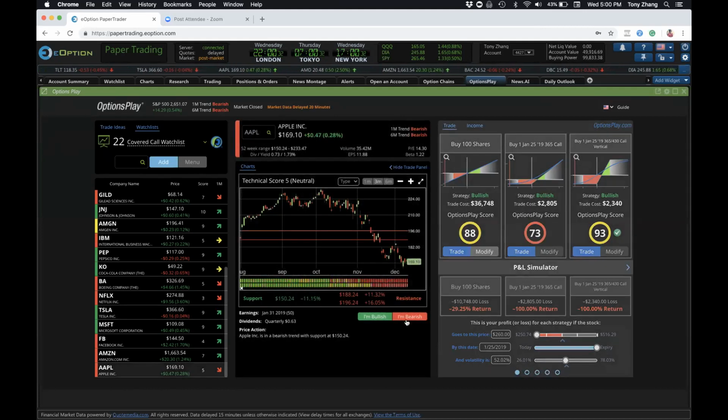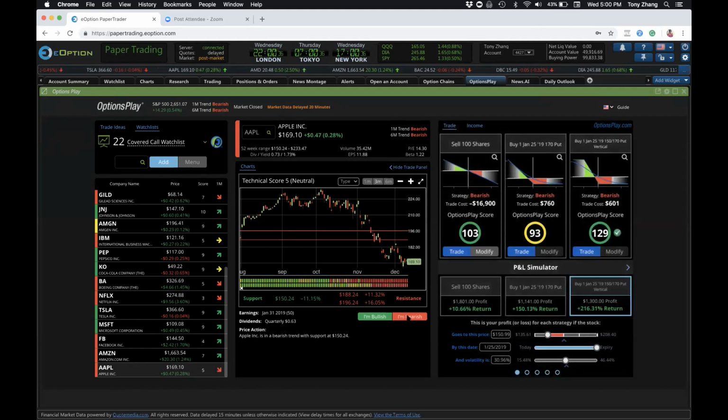So for example, here, if we were instead bearish on Apple, so if I click on I'm bearish, I can short the stock, which will cost me some amount of margin, or I can buy a put option for $760. So if the stock does drop to, let's say, $150, I can easily model what these look like. If I shorted the stock, a nice 11% return. But if I bought a put option, 163% return. So substantially higher return by buying that put option.